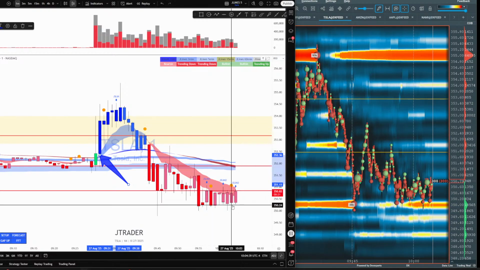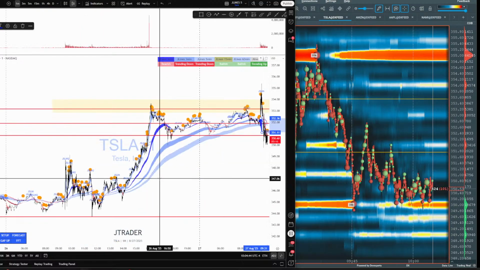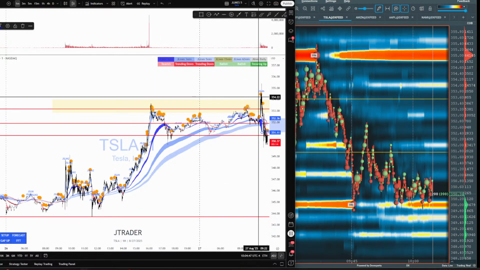Some support 350. If we break down the 350, this will unwind till the target we set this morning, which was 345, 346.